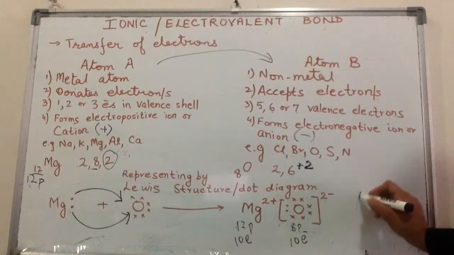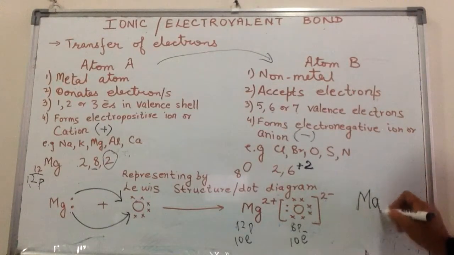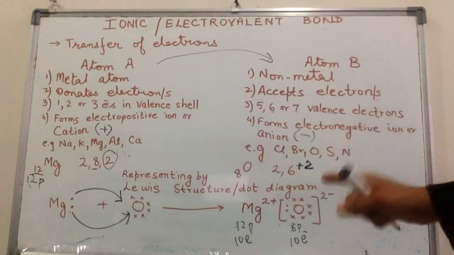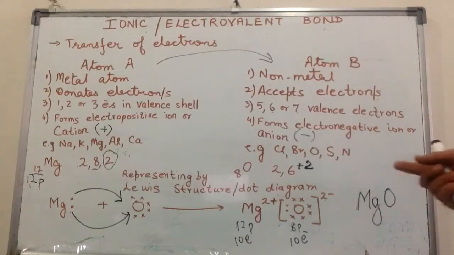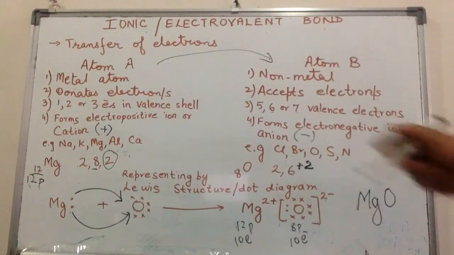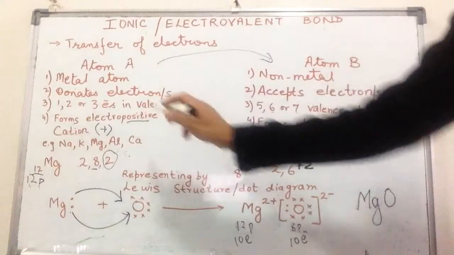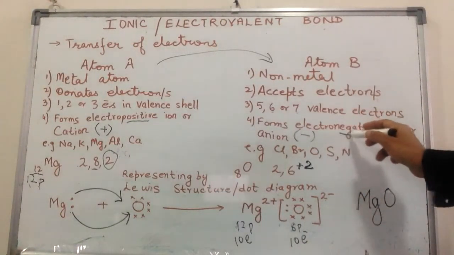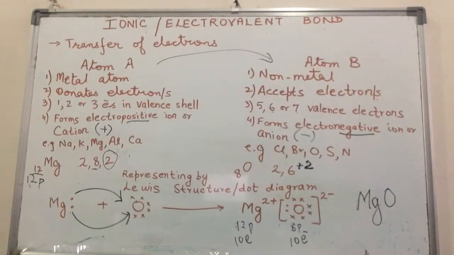That is why, if you notice, when we write the formula of magnesium oxide, we say MgO. The number of electrons transferred by magnesium in order to form a bond becomes its valency. So here the valency of magnesium is 2, and the valency of oxygen is again 2. But magnesium has a tendency to lose, hence it forms what we call an electropositive ion, whereas atom B, that is oxygen, has a tendency to gain, that is why an electronegative ion.